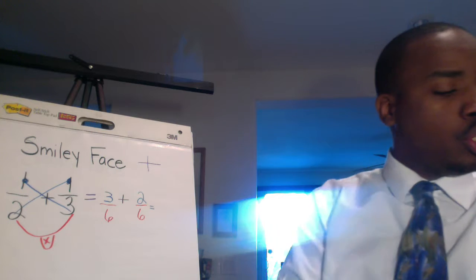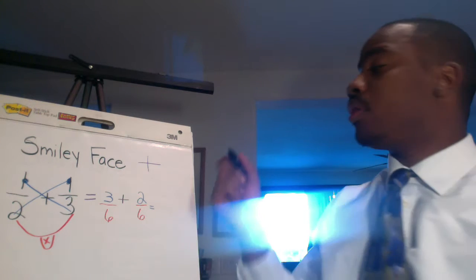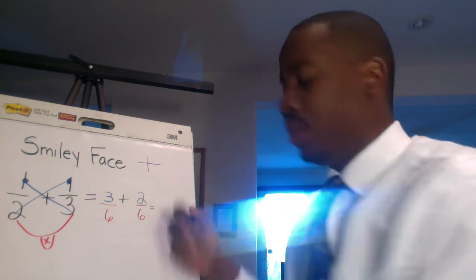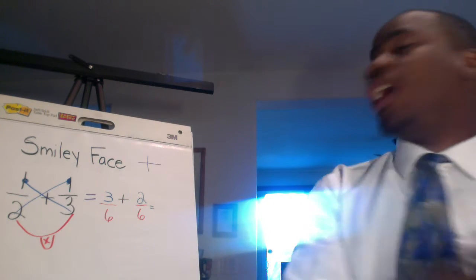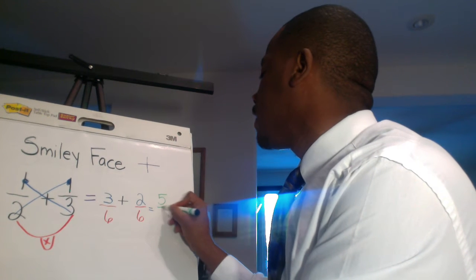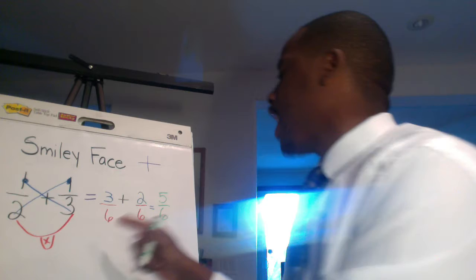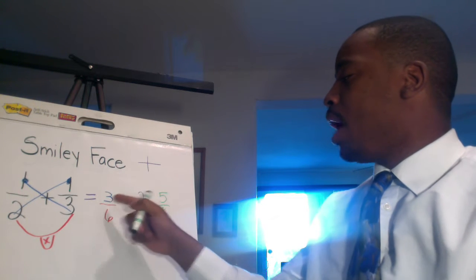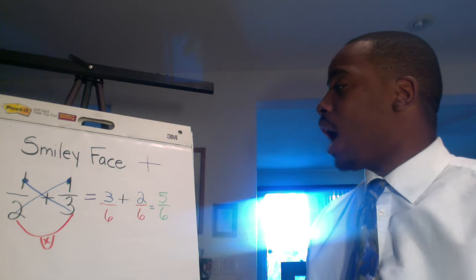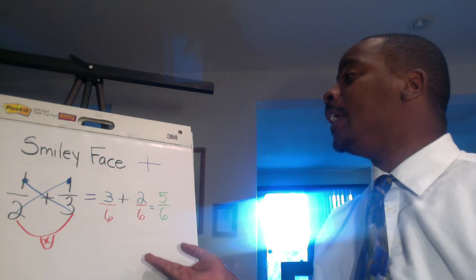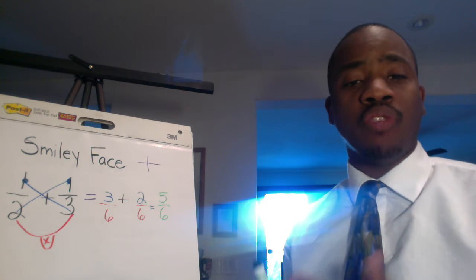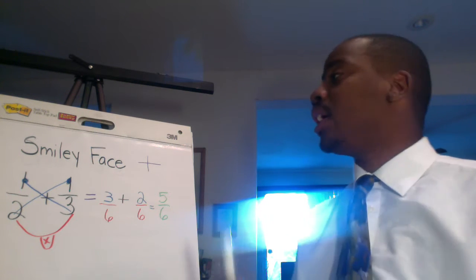So now you're able to simply add 3 plus 2, which is 5. That marker's not working. Let's get another one. 5 sixths. Remember, you do not add your denominator. You keep your denominator the same, but you add your numerator. And that's a very simple way to teach students how to add using the smiley face method with any fraction. And again, this works for any fraction that the student is working with.